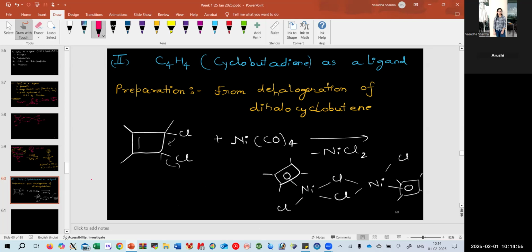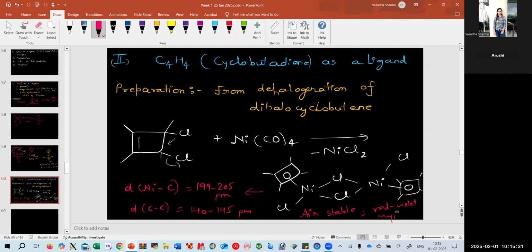Right? And here, in this particular complex, the nickel-carbon bond length is 199 to 205 picometer, and the distance between two carbons is 140 to 145 picometer. This lies in the range of a double bond, sp2 hybridization. So these are air stable, red-violet crystals that are formed when it is treated with dihalocyclobutene. So this is one such example.